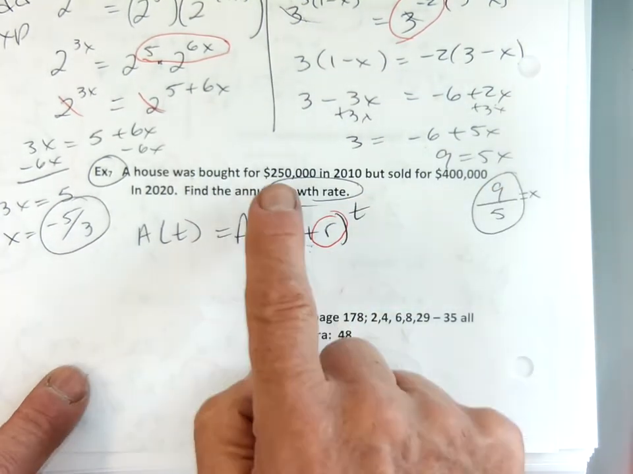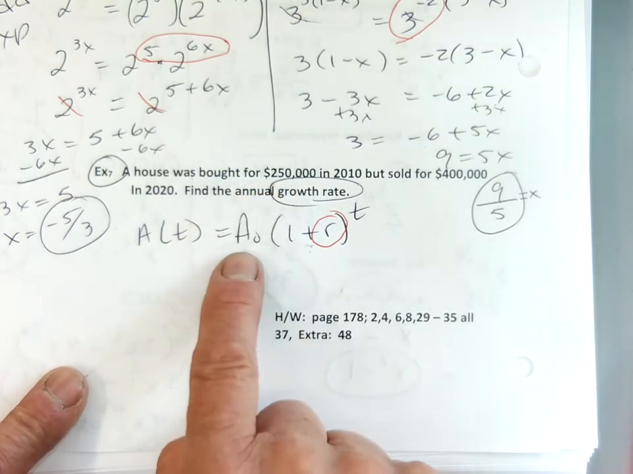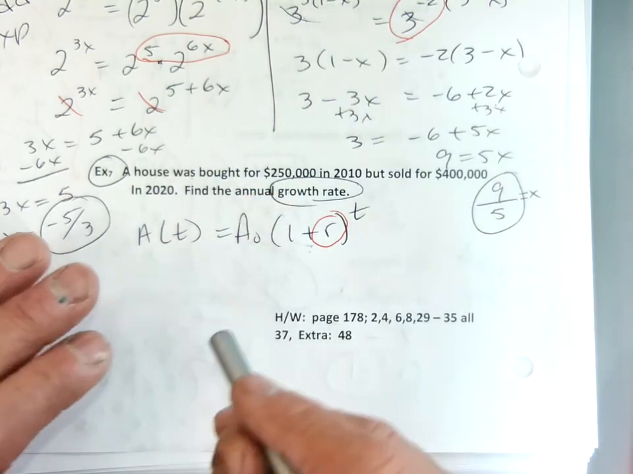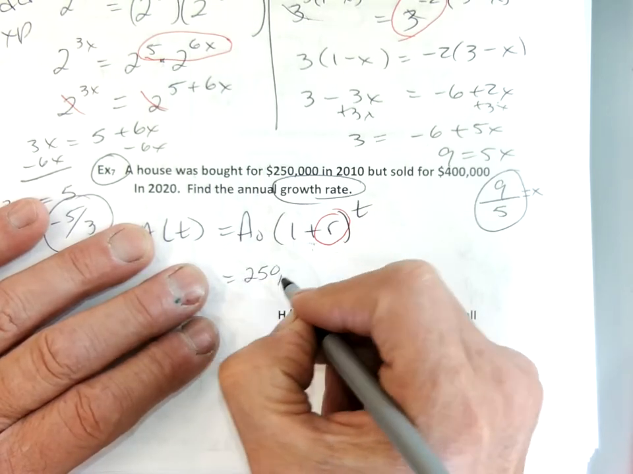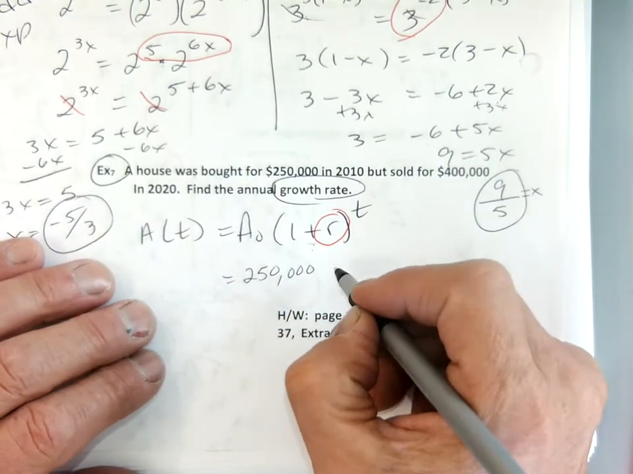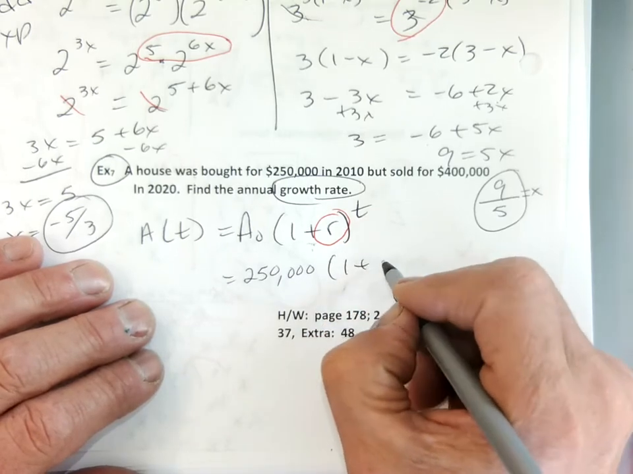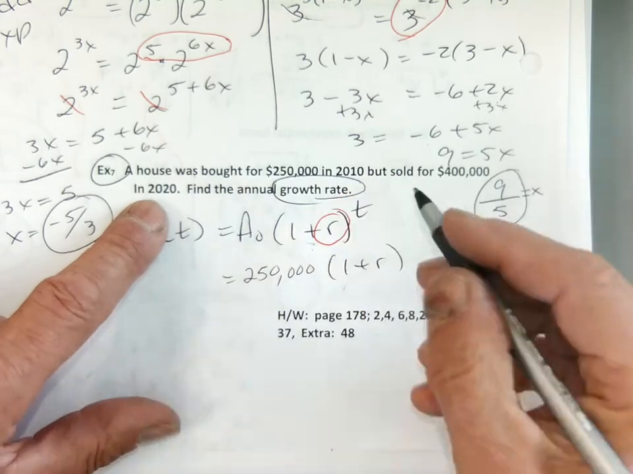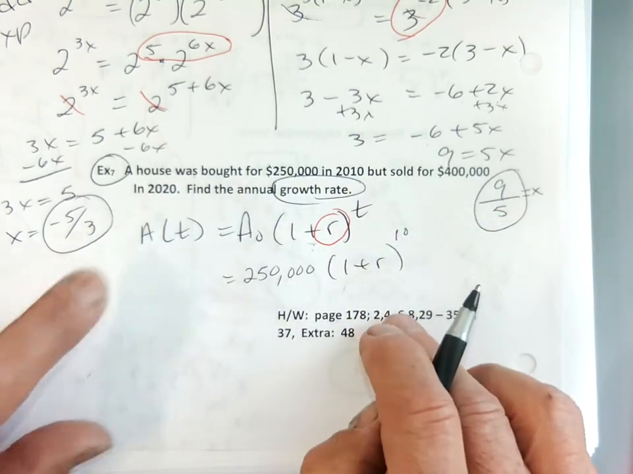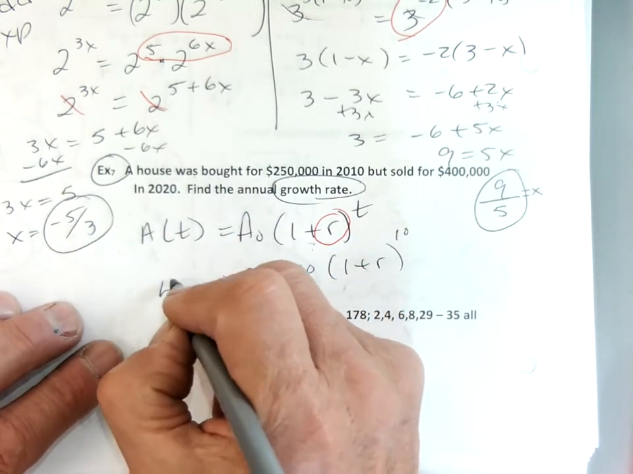So the house was bought for $250,000. That's got to be my initial amount, right? So I'm going to go 250,000 here. One plus, I don't know r, but how many years did it go? 10 years. I'll put 10 for t. And in the end, we sold for 400,000.